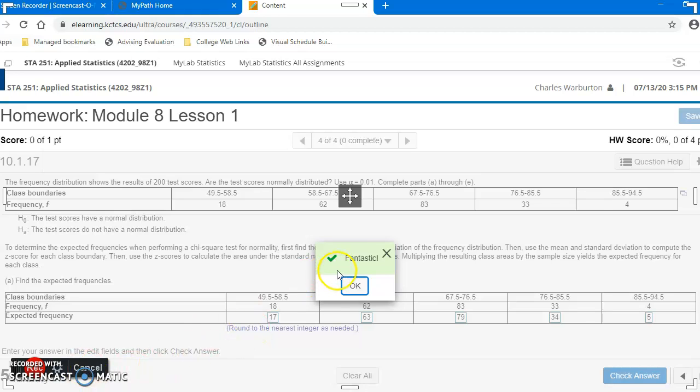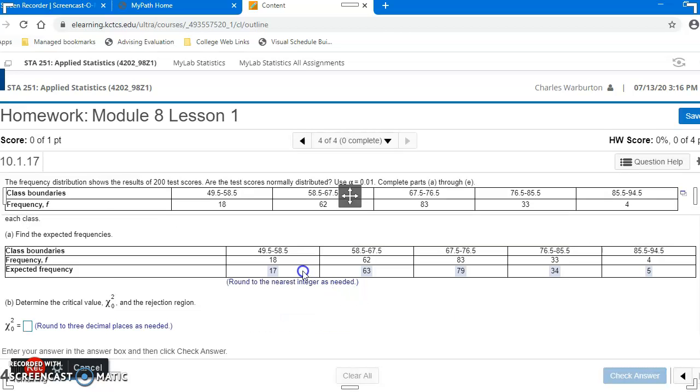I went back and looked at the second video and the expected frequencies, and I rounded to the nearest whole number, the nearest integer. Luckily they were right. There's a lot of places to make a mistake there, but no mistake was made. So I got the observed values, that's on the frequencies, and I got the expected values right here.